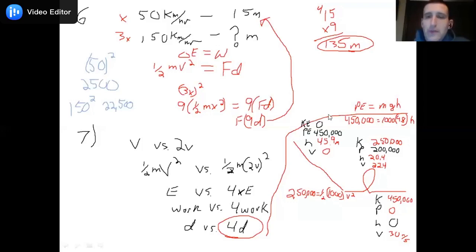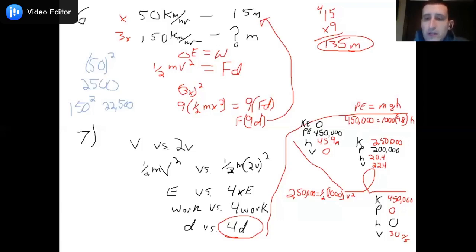We're also told that the mass in the problem is 1,000. So if we have 450,000 joules and a mass of 1,000, plug in 9.8, you plug in h, you're going to get 45.9 meters. 0 kinetic energy will yield 0 velocity every single time.